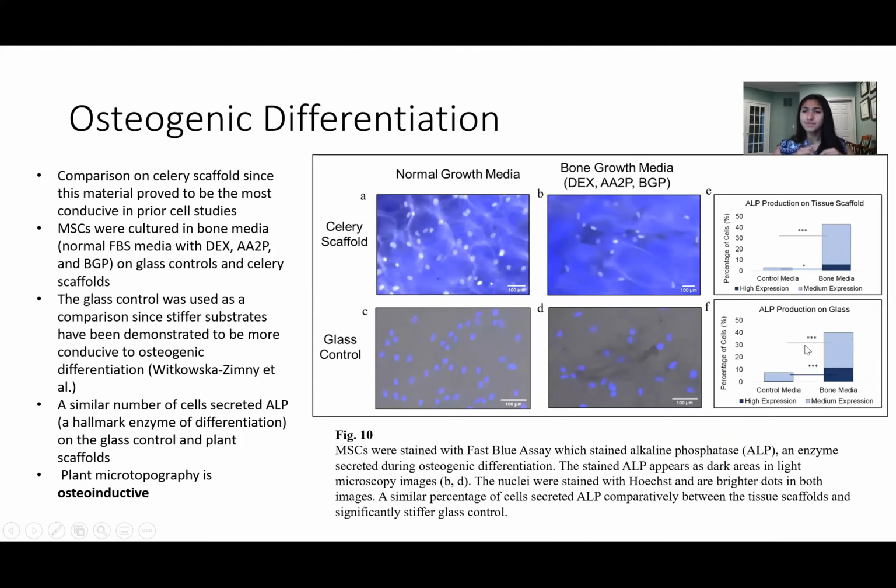Now, the glass control is significantly stiffer than the plant tissue, and based on previous results, this would indicate that the glass control should have shown significantly higher levels of ALP production. But because this wasn't the case, this indicates that the microtopography of the plant tissue allowed the cells to spread and interact in such a way that the material was actually osteoinductive and helped the cells differentiate into bone tissue.